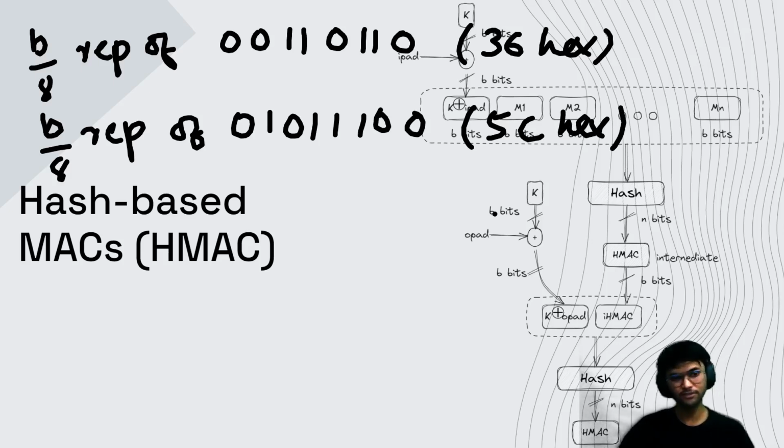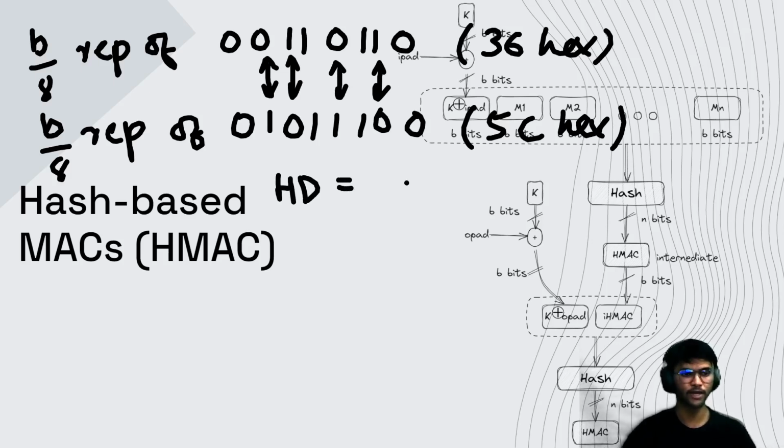Now, note that these values are taken such that the Hamming distance between them is most non-regular. And what I mean by Hamming distance in such a case is the difference between the bits of these sequences, so the number of different bits in these sequences. In this case, the different bits are 1, 2, 3, and 4. So the Hamming distance between the ipad and opad is 4, and it's taken such that it's most non-regular.